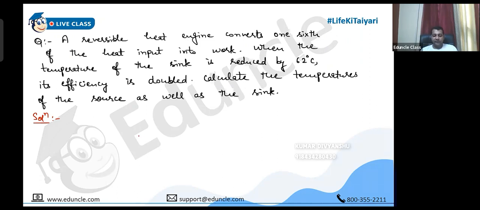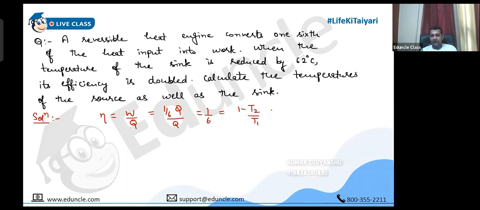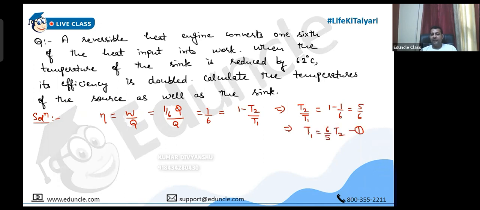Efficiency is W by Q, and it is given that this is 1/6 of Q. So efficiency is 1/6, and it is nothing but 1 minus T2 by T1. So it means T2 by T1 is 5/6. Why am I converting T1 in the form of T2? Because we require T1, T2 both, so let us convert it in one variable only. If I'm able to get T2, obviously I will be able to get T1 also.